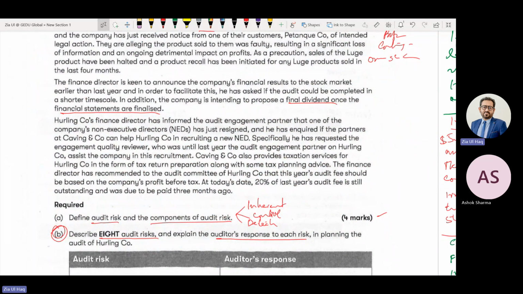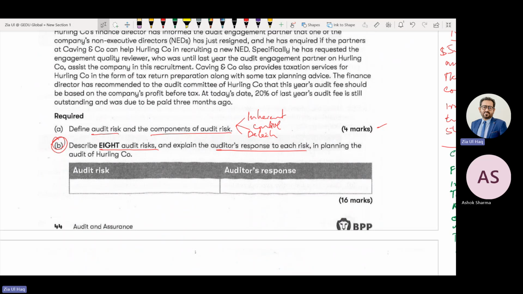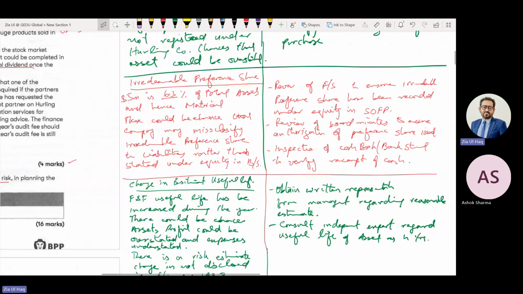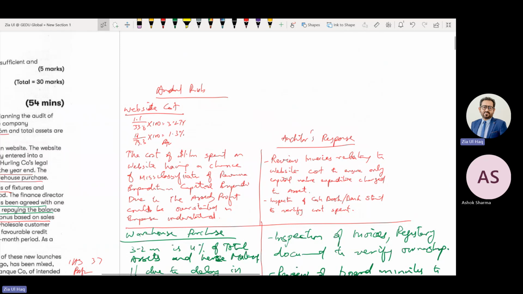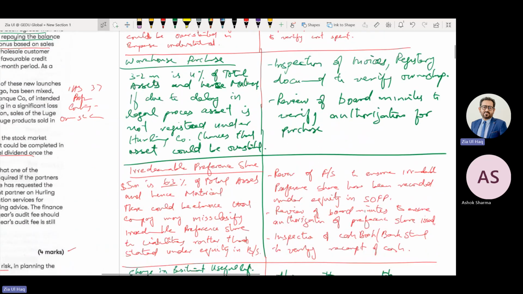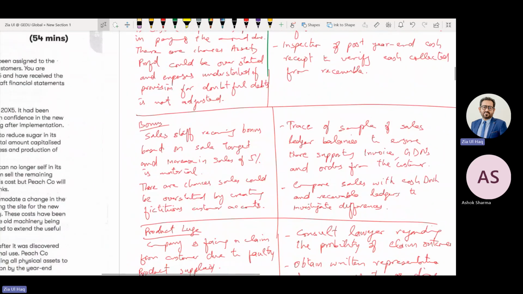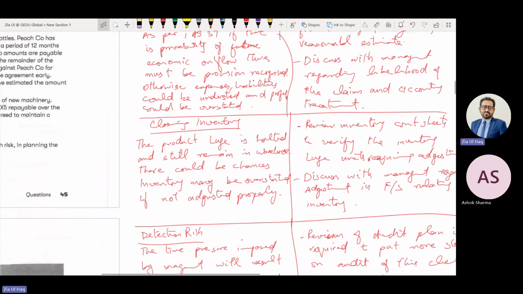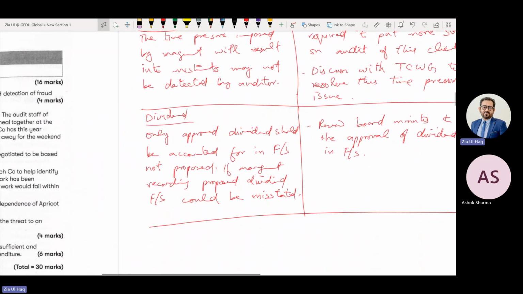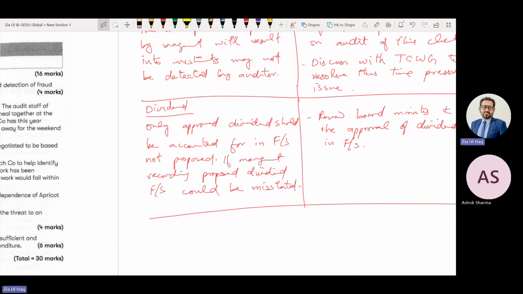Hurling company's finance director has informed the audit engagement partner that one of the company's non-executive directors. I think this information relates to the next requirement. Part B, A, we have completed. Regarding part B, how many risks have we identified? Website cost 1, warehouse purchase 2, irredeemable preference shares 3, change in estimate 4, receivable 5, bonus 6, product loss 7, closing inventory 8, detection risk 9, and dividend 10. At least we need to write down 8 risks.